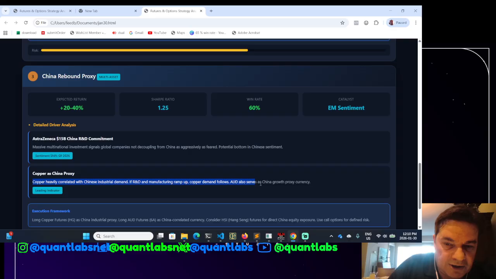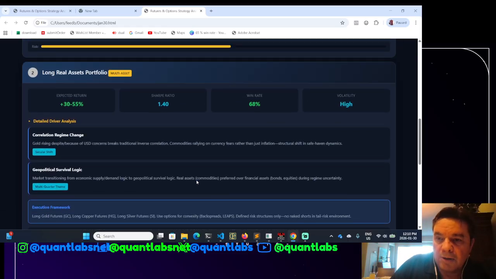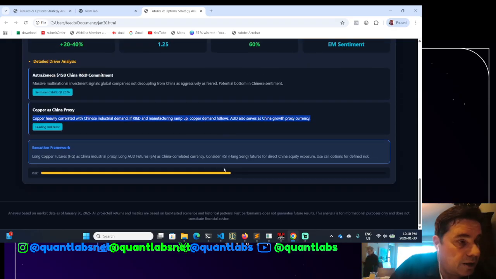And again, when it comes back to China, as I mentioned earlier with the copper trade, we have a pickup in industrial demand in China, R&D, manufacturing ramp up, copper demand follows, and then the Australian dollar also serves as a Chinese proxy as well. So again, this is what we call an emerging market sentiment. Again, you will not hear about this in the news. I guarantee you that.